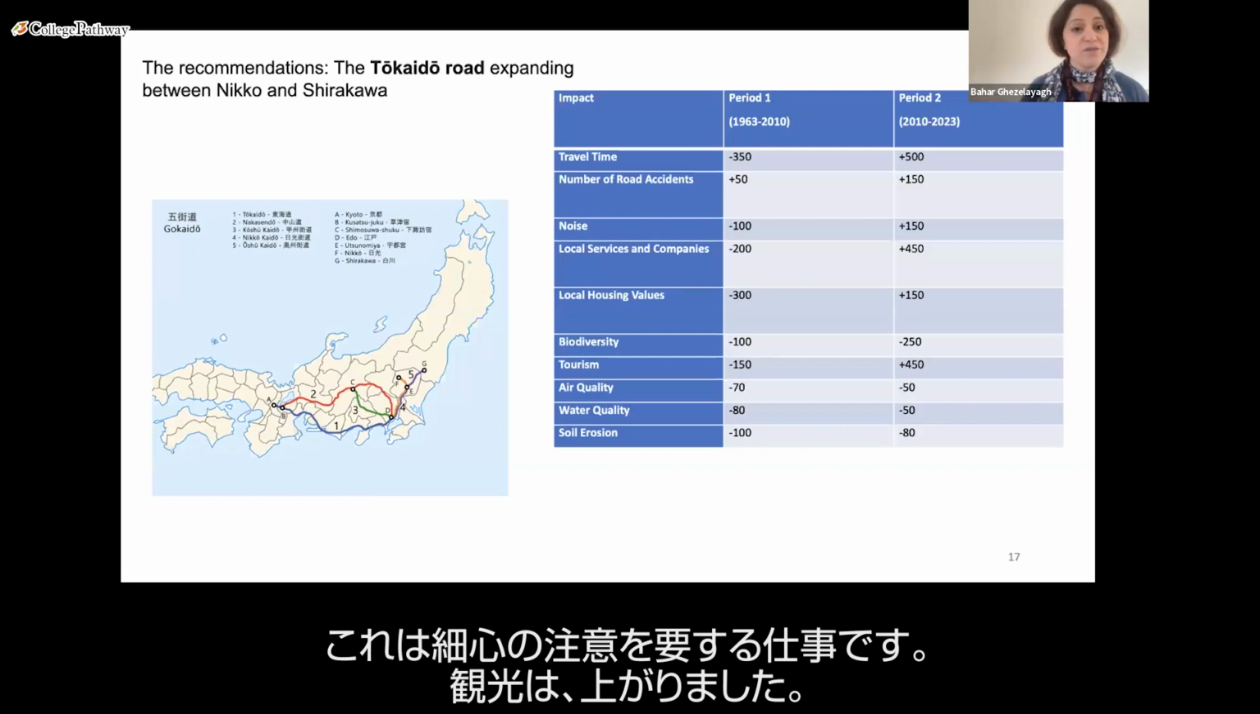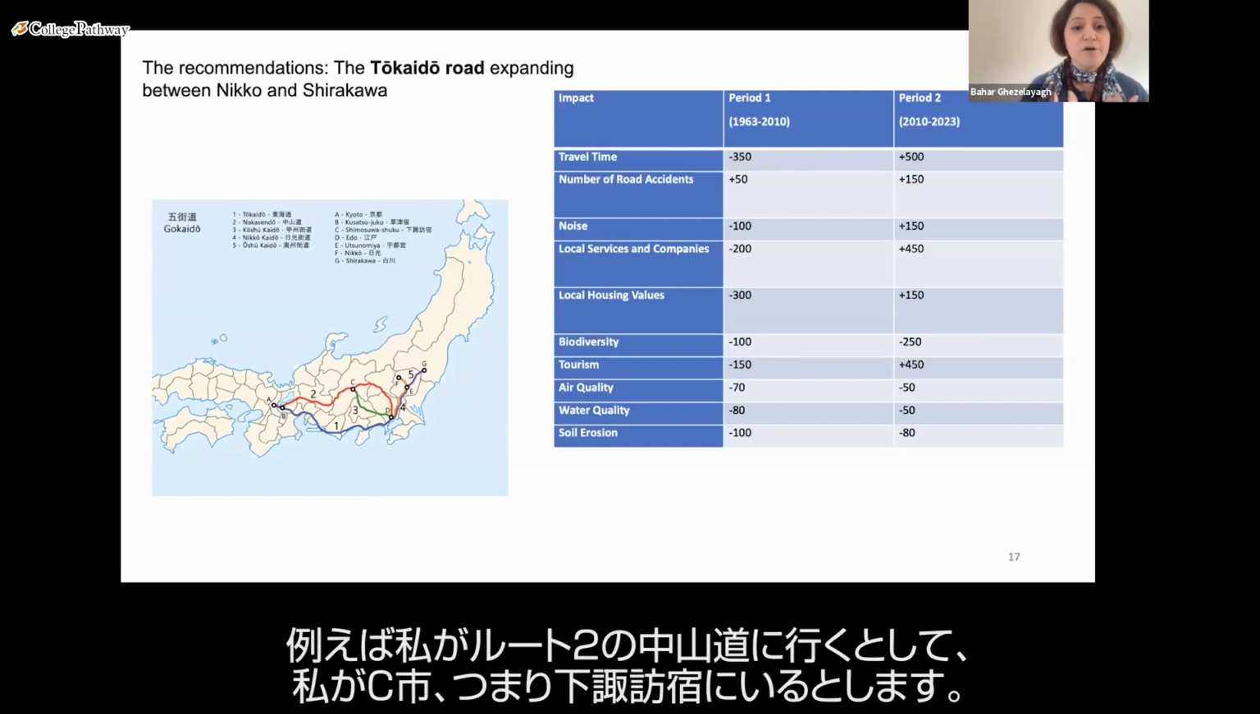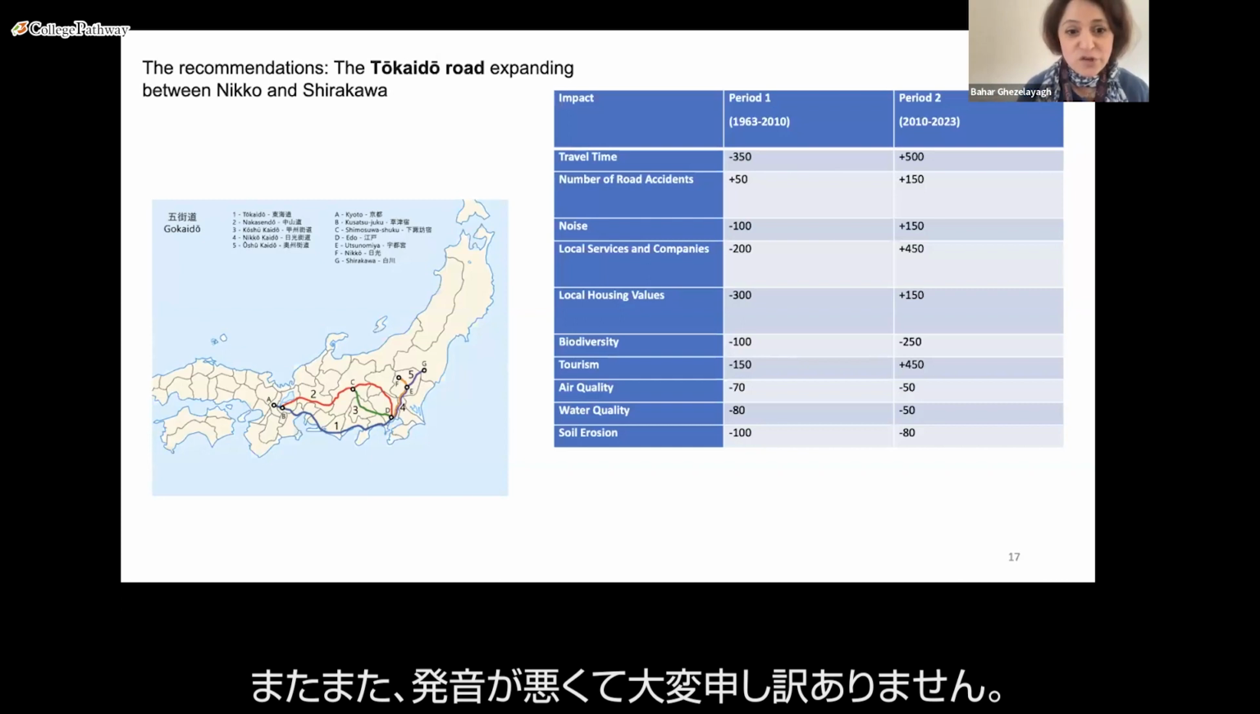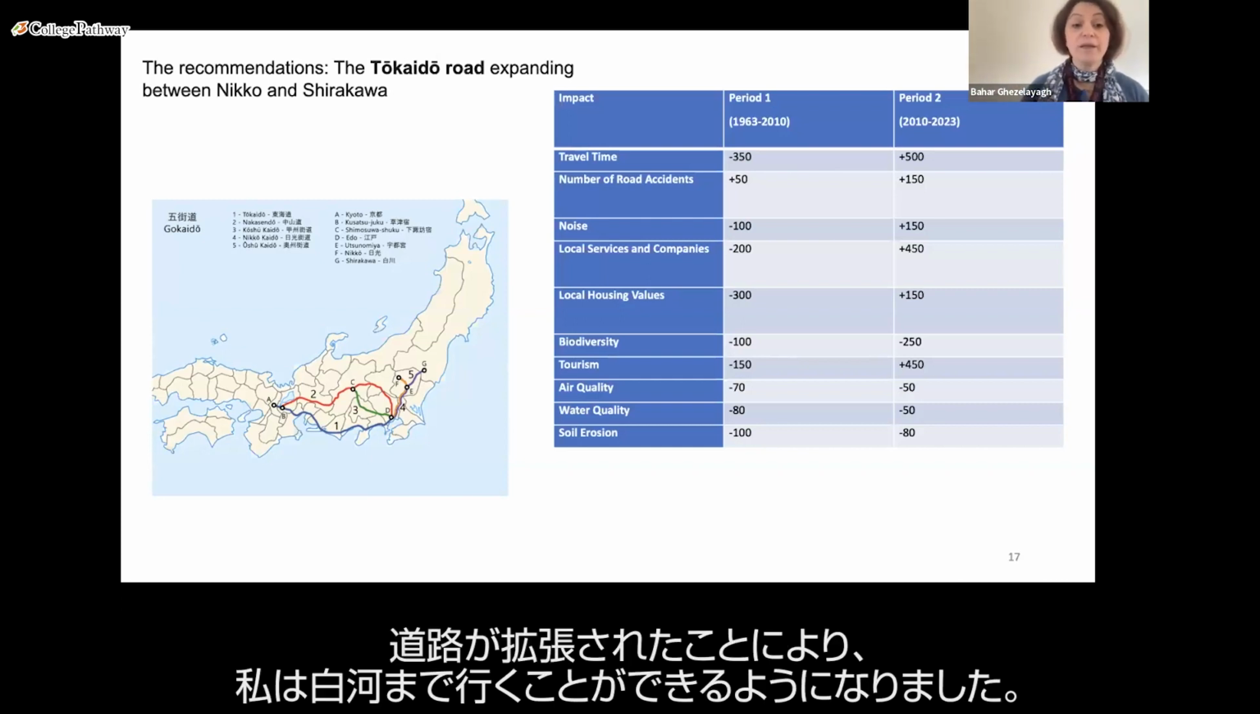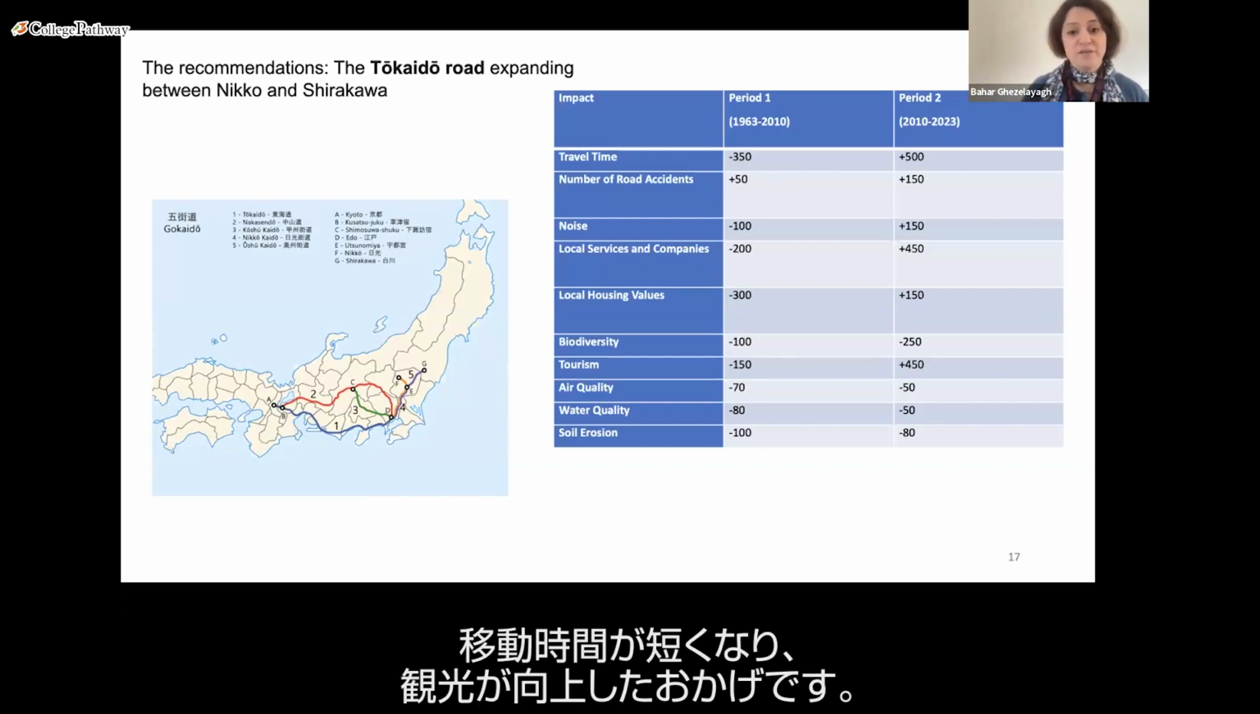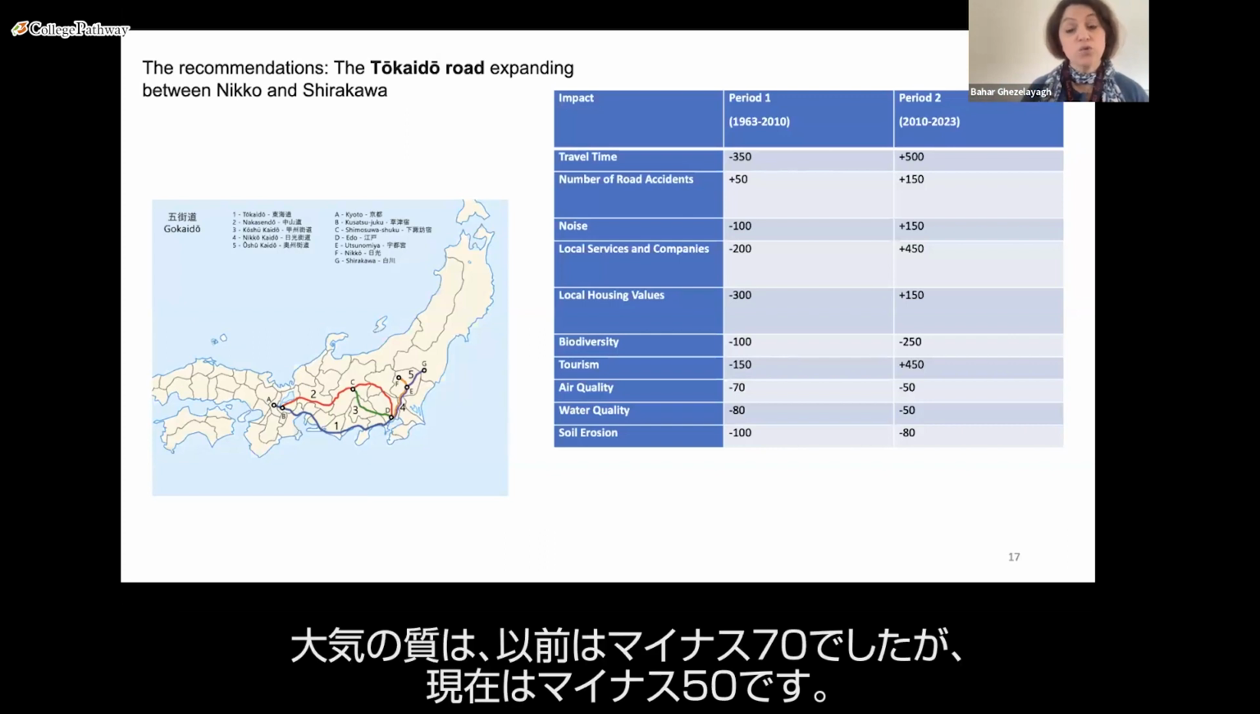Tourism has increased because if, for example, I'm going to Nakasendo, point 2, route 2 on the map. If I'm, for example, at CTC, which is Shimozuwa Shuku, again, I'm very sorry for my pronunciation. I know the roads have expanded, so actually I can go and visit Shirakawa because I can travel faster now. So tourism has improved.